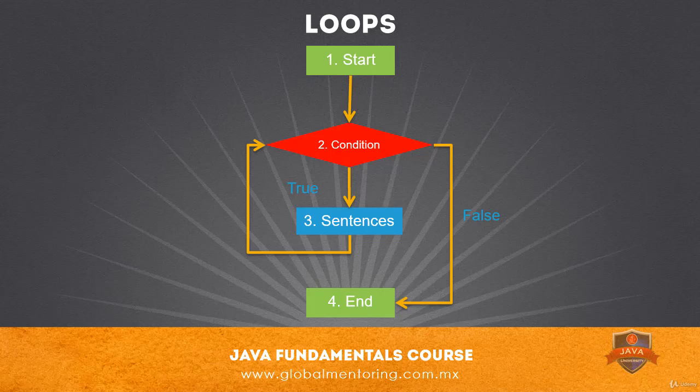Within a loop, you can include any sentence, including other loops. This is known as nested loops. There are different types of loops in Java, such as while, do while, and for. We will see each of them in more detail.